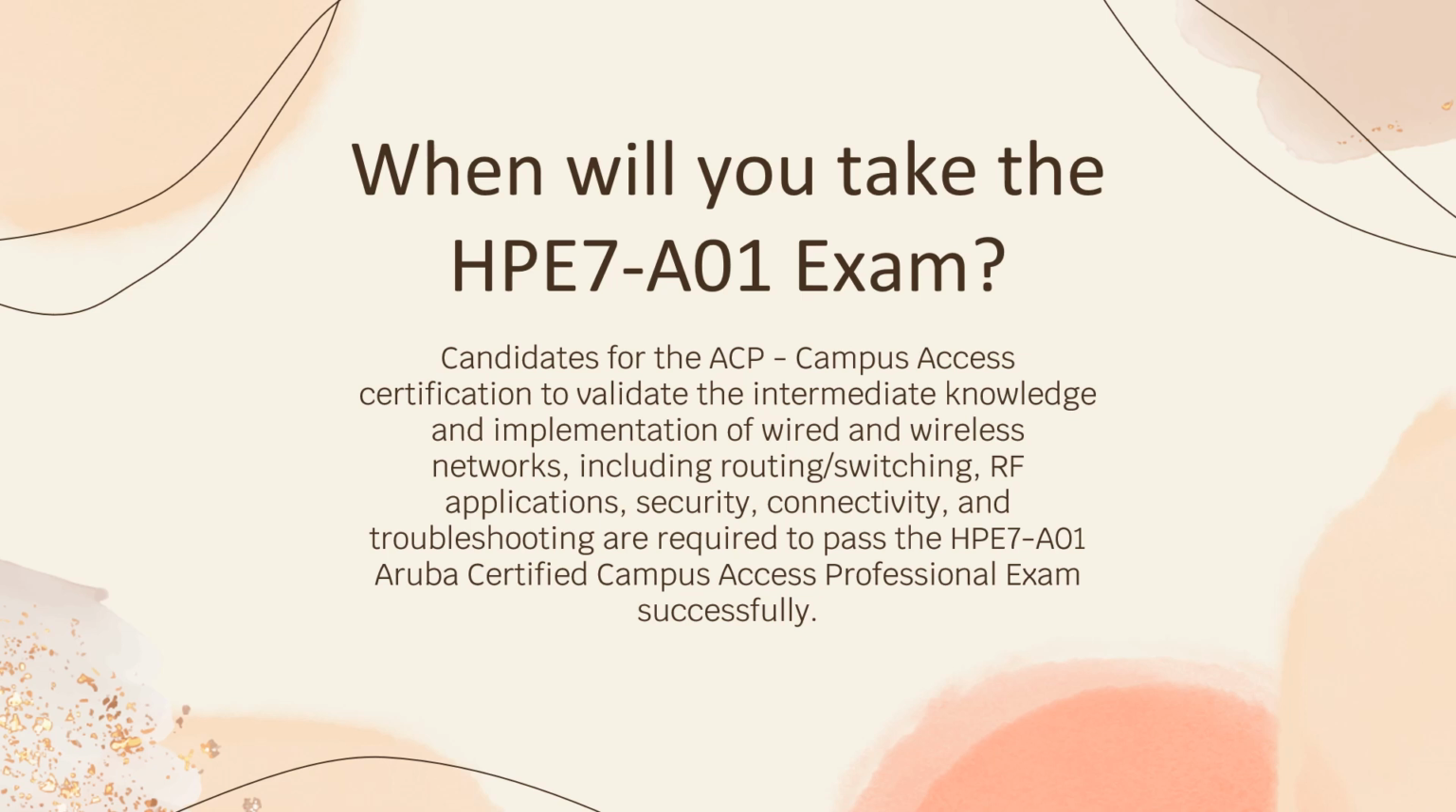Candidates for the ACP Campus Access Certification to validate the intermediate knowledge and implementation of wired and wireless networks, including routing, switching, RF applications, security, connectivity, and troubleshooting are required to pass the HPE7-A01 Aruba Certified Campus Access Professional Exam successfully.